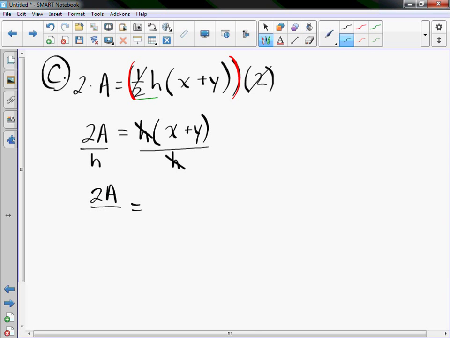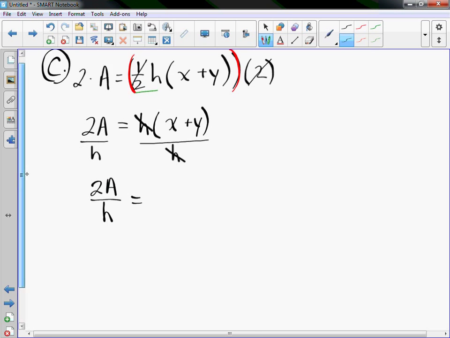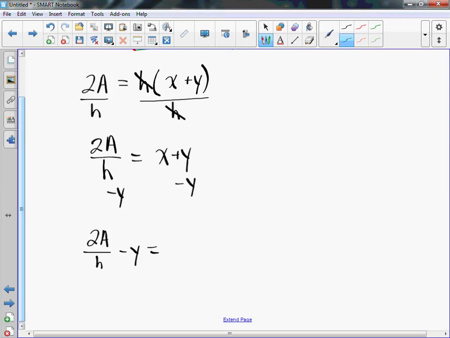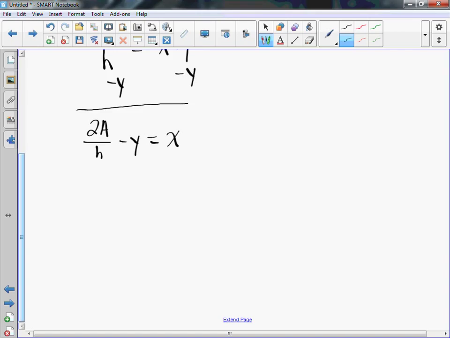Okay, scroll that a little bit. So the h is canceled, left me with x plus y. And now I'm one easy step away from getting x by itself. I just have to get rid of the y that's added, so I subtract y from each side. Since 2a divided by h is not a like term with y, I can't actually combine them. So I'm just going to rewrite it. 2a over h minus y equals x. Okay, so I solved for x.